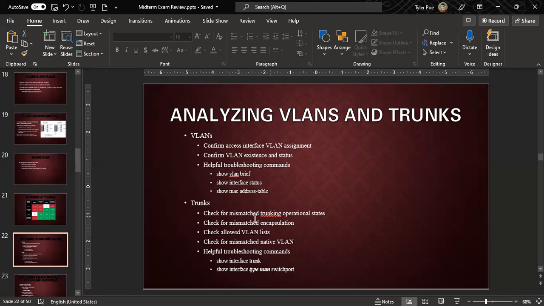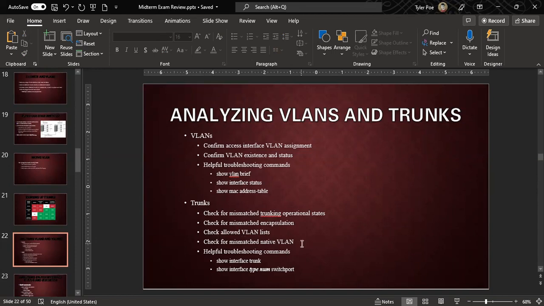So you also want to look out for mismatched encapsulation modes. You want to always use 802.1q, at least in this course. 802.1q is what you always want to use. You also want to check allowed VLAN lists. Basically, with trunks you can ban certain VLANs from traveling across the trunk. You want to make sure that there aren't any VLANs incorrectly banned.